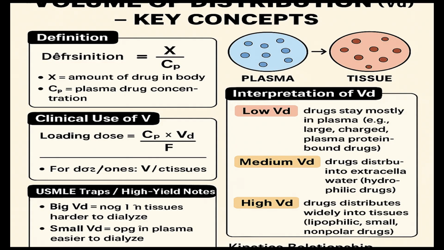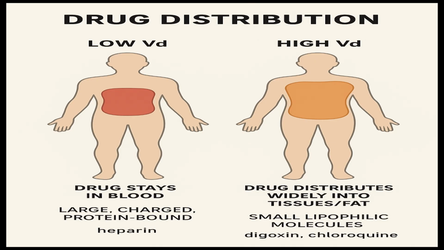Okay, so it's not a real physical volume? Not usually, no. If a drug loves fat tissue, if it's lipophilic, it leaves the plasma and spreads out wide into the body's tissues. It looks like it's dissolved in a huge volume, so it has a high VD. Digoxin is a classic, hides out in muscle.